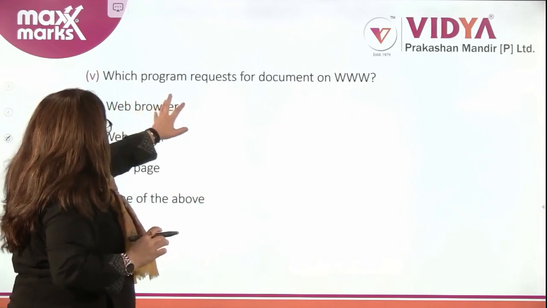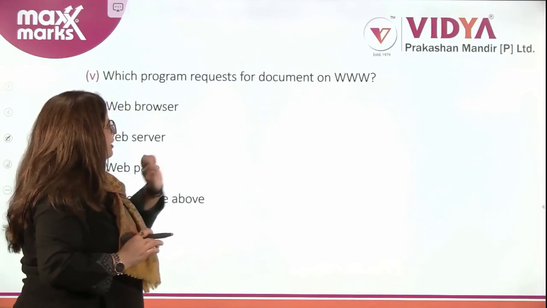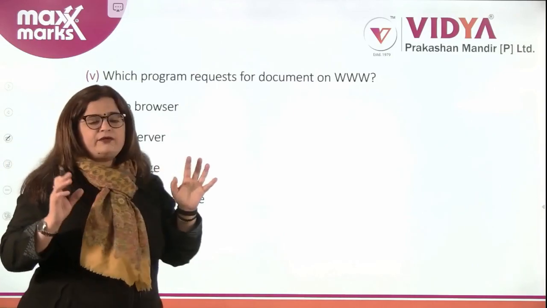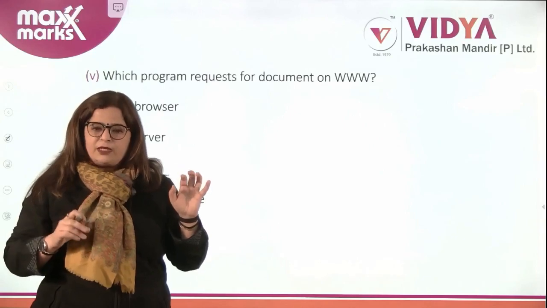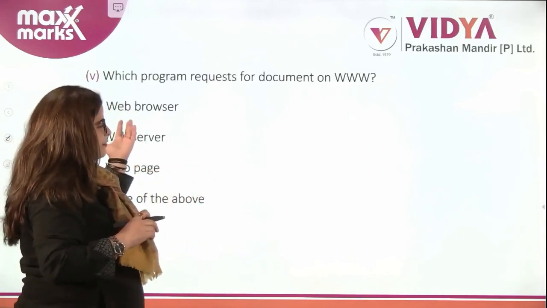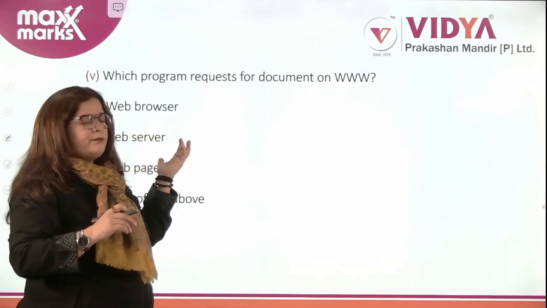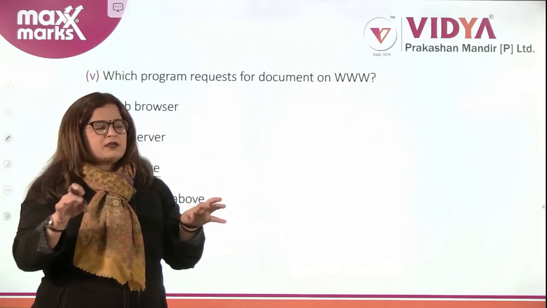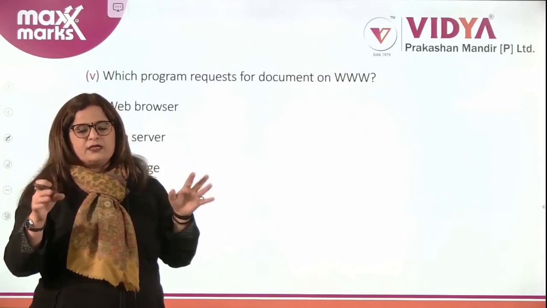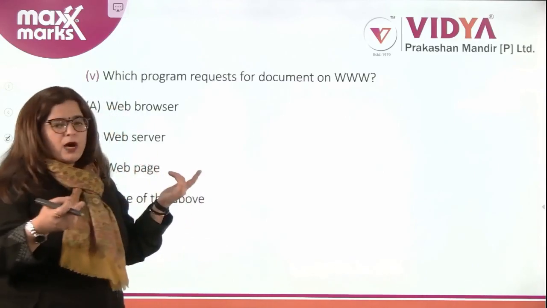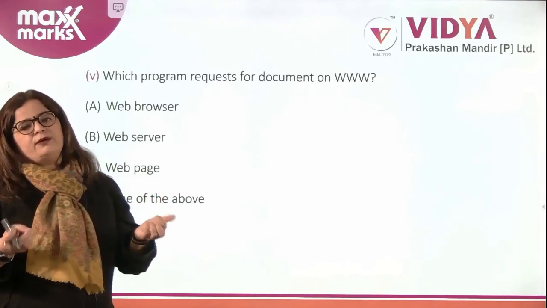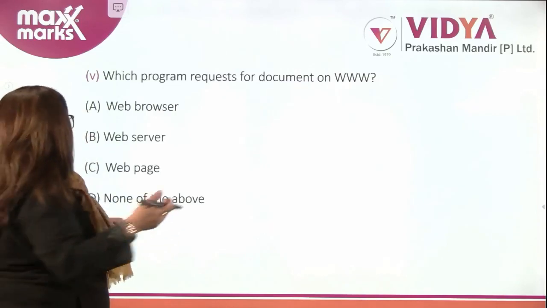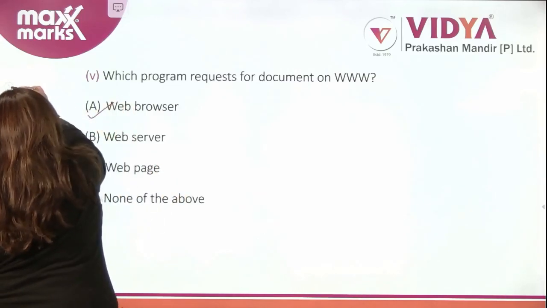Now, which program requests for document on World Wide Web? Web browser, web server, web page, none of the above. We all know that we can access different web pages using the web browser, an application software, right? And we have already read in the paragraph that web browser requests for the document. Suppose I have searched for CBSE academic in the search engine. The web browser will send the request for that particular web page and it will be displayed on my screen. So the correct answer is web browser, right?